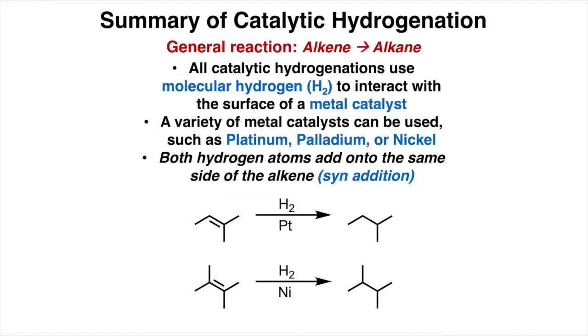So, in conclusion, catalytic hydrogenations turn alkenes into alkanes using molecular hydrogen and the surface of a metal catalyst like platinum, palladium, or nickel. And both hydrogen atoms add onto the same side of the alkene via syn-addition, which is particularly important if your resulting product contains a chiral center.